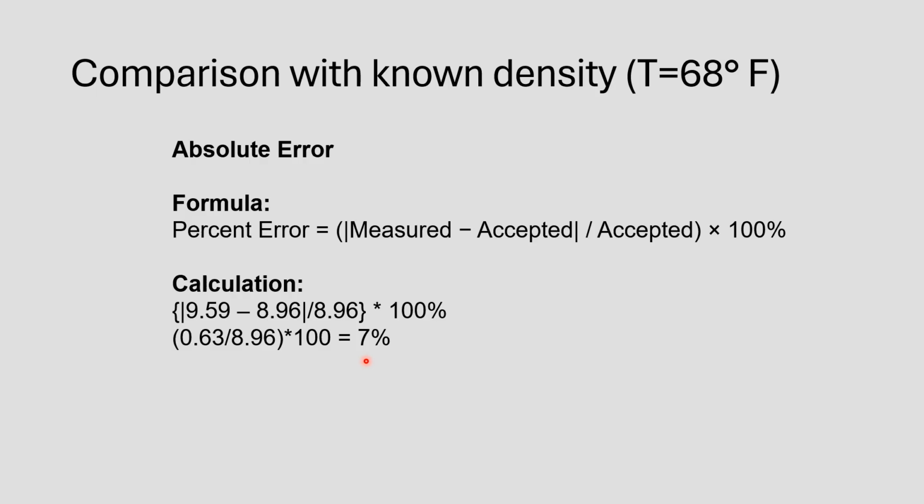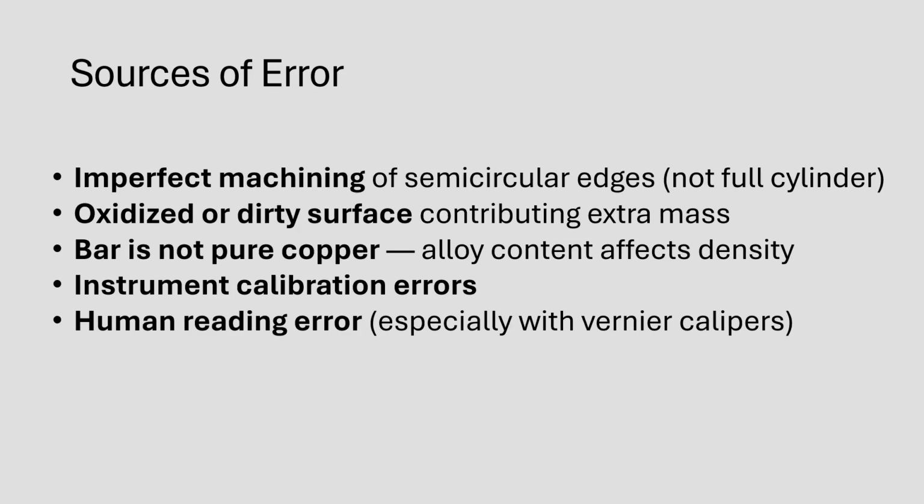I have some discussion on the sources of error, because anytime we do a measurement, we need to understand what's going on. First of all, it could be imperfect machining. The edges may not be exactly semicircular; they could be partially elliptical. The surfaces could be contaminated with dirt. They look clean, but there's always a layer of oxidation that forms on every piece of copper. The bar may not be quite pure copper. I didn't do any chemical analysis, but it is probably very close to pure.